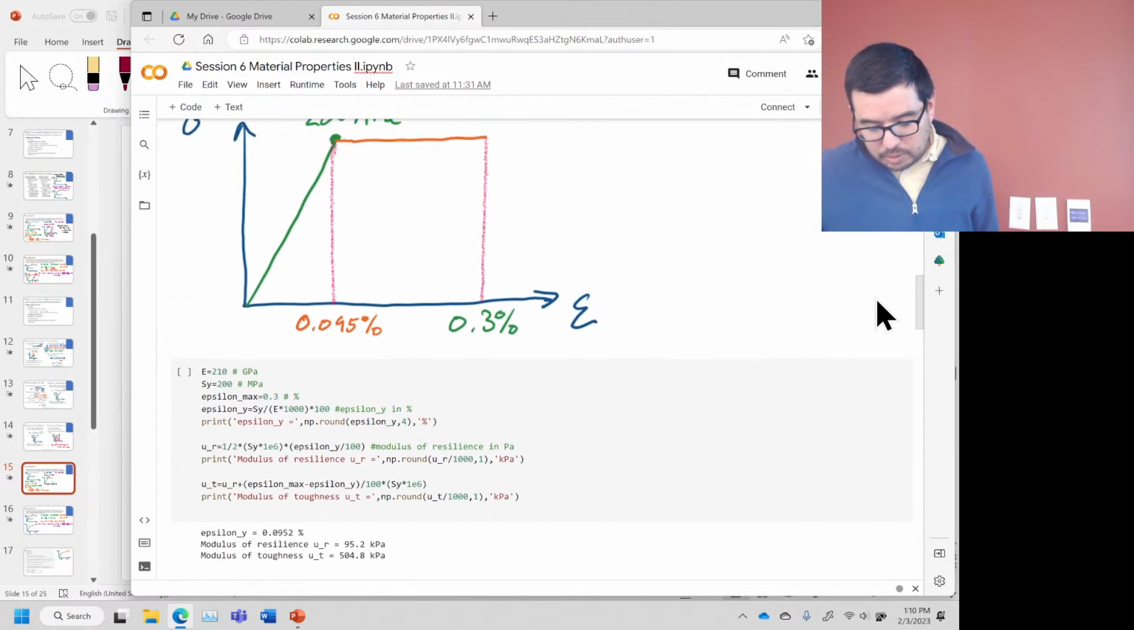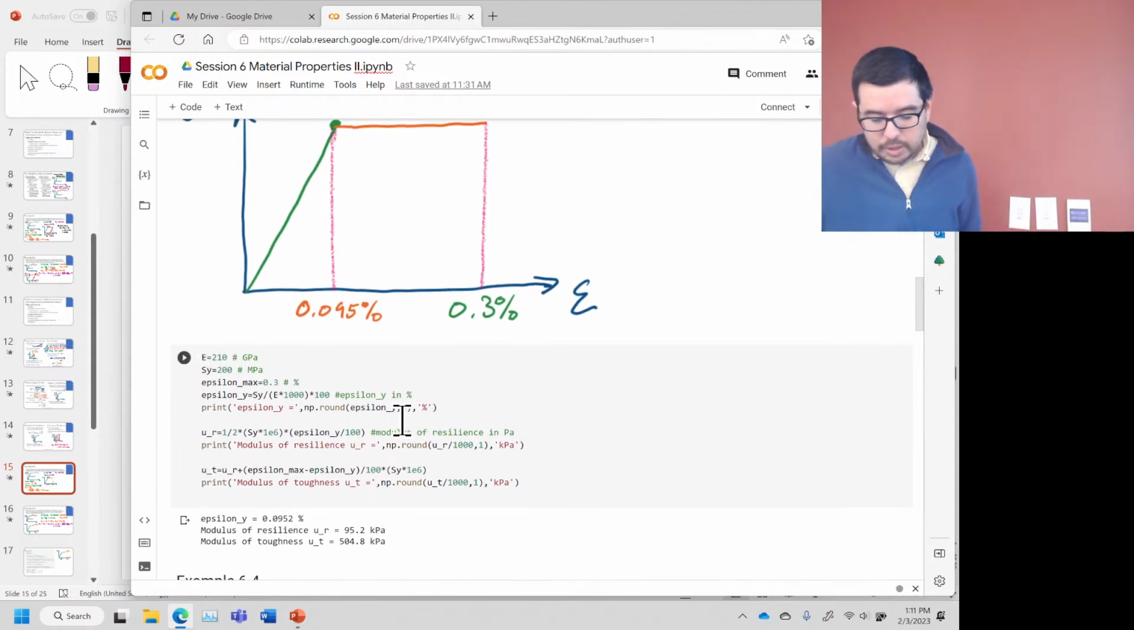This is example 6.3. Sorry, I didn't put the answer in the slides, but they're in the Colab. What do we do? For modulus of resilience, we just calculate this area here, right here. I call it U sub R. And we see that it's really small, actually.